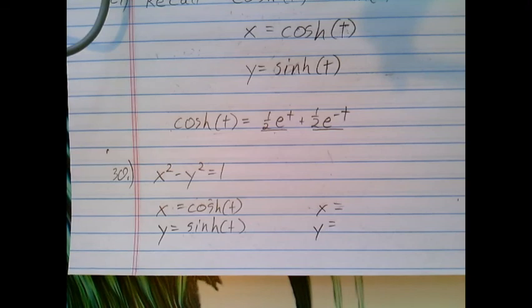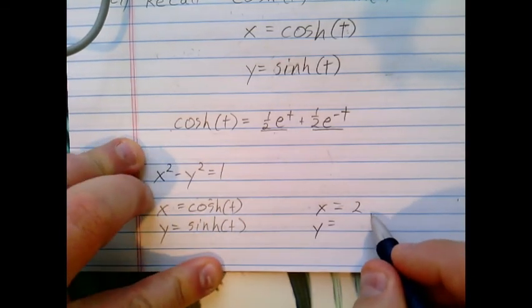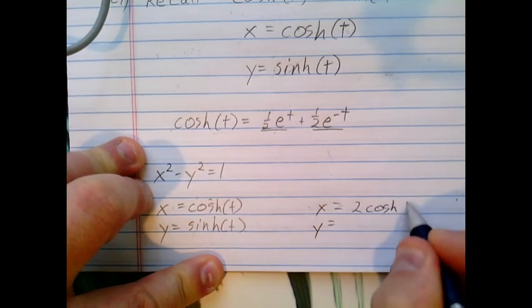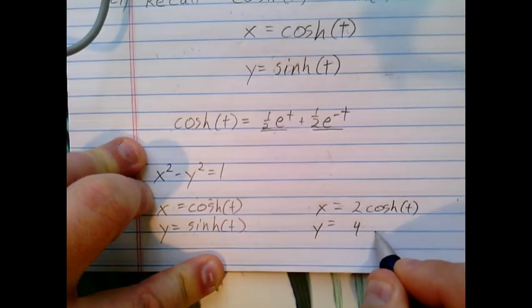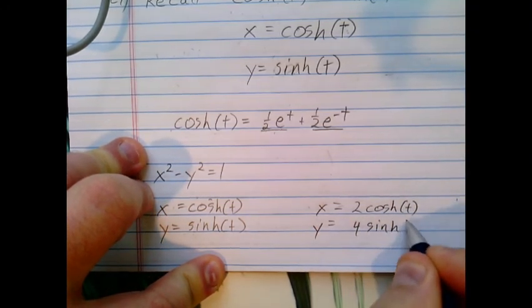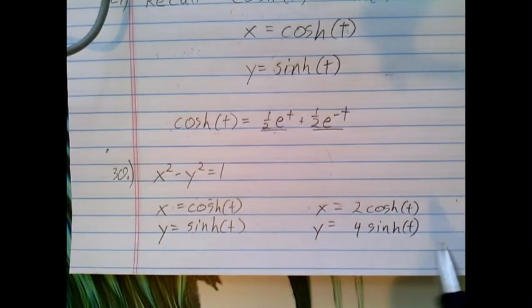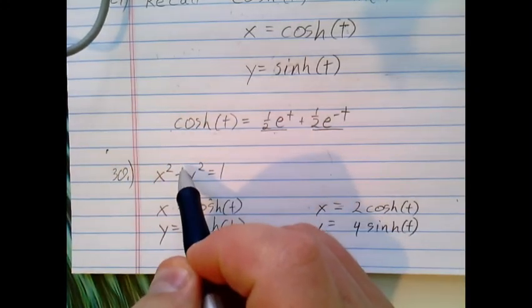Let me look at it again. It was x equals 2 hyperbolic cosine t and y equals 4 hyperbolic sine t. Okay, so I'm going to use this as my template.